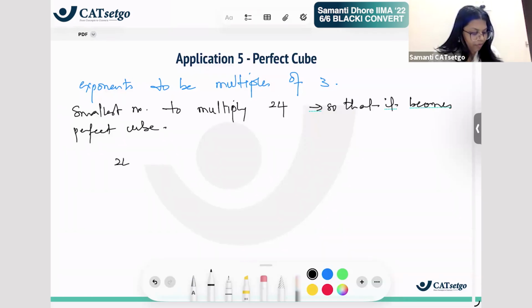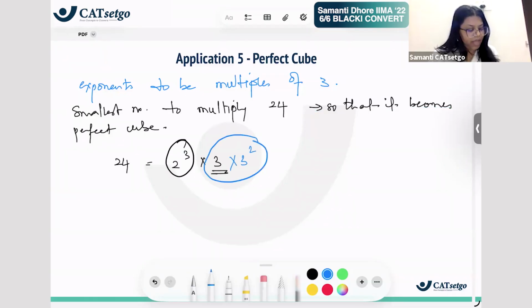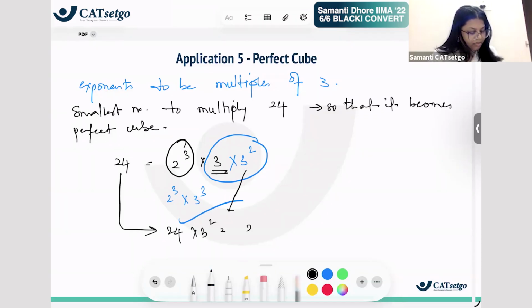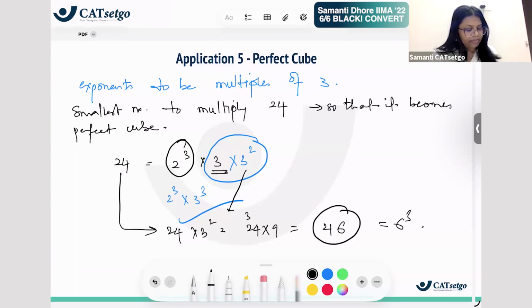So I'm like, okay, I know 24 is 2 cube into 3. This is a cube itself. This is not. So I'll have to multiply this thing by 3 square in order to make it 3 cube. And that way it will become 2 cube into 3 cube. And then this will be a perfect cube. So I'll have to multiply 24 by this 3 square, which is 9. है ना? Which is 6 cube. It became 6 cube, right? Definitely 2 cube into 3 cube. The cube root uska 2 into 3 hoga.